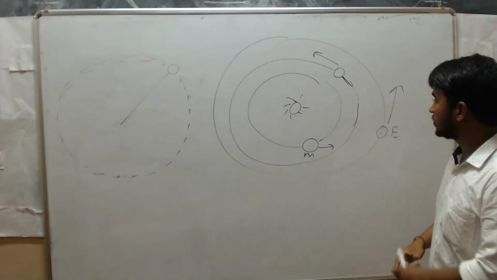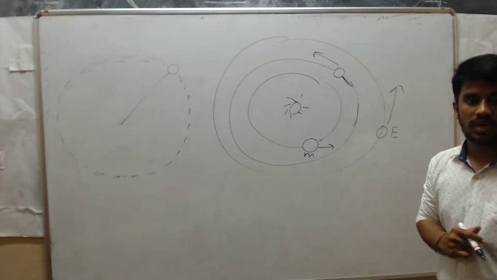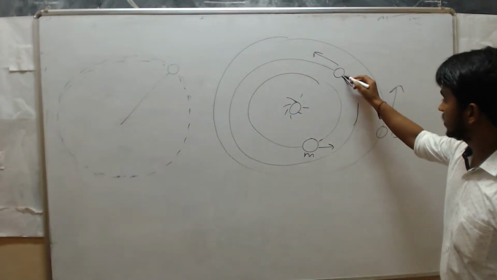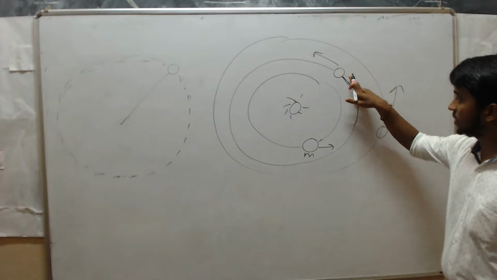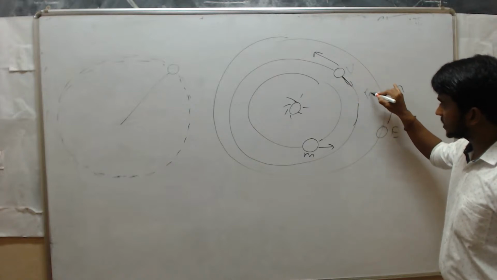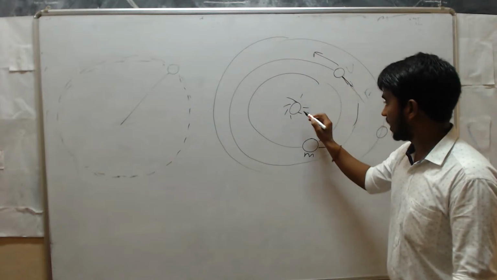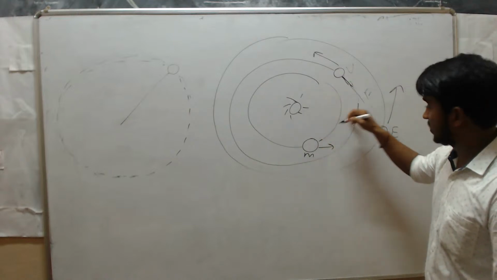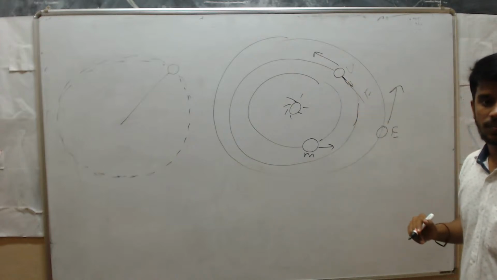Now you can ask, why can't these two, for example Venus and Earth, attract? According to the law, in this universe every object attracts every other object. So these two can attract, right? Observe here. The force of attraction between Venus and Earth is less than the force of attraction between Sun and Venus and Sun and Earth. So the planets won't attract each other.